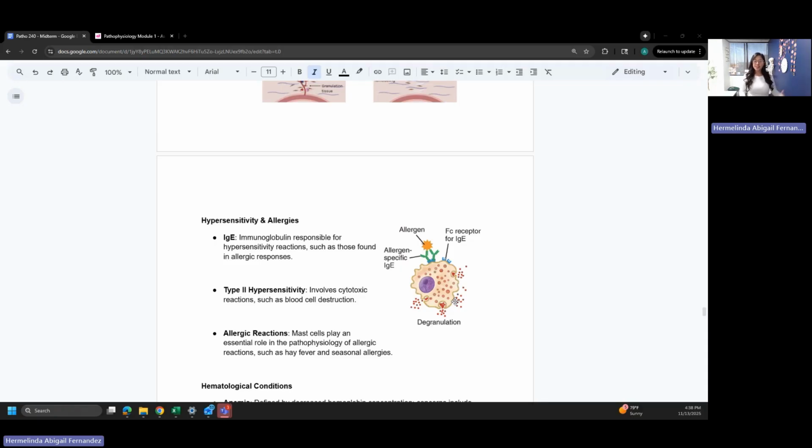Hypersensitivities and allergies. So IgE, I know you guys reviewed all of this over AMP2. IgE is the immunoglobulin response that is pretty much responsible for all those hypersensitivity reactions. These are found in all of the allergic responses. So the allergen and the IgE factor, this is the primary part for allergies. Type 2 hypersensitivity involves cytotoxic reactions. An example of this would be blood cell destruction. Allergic reactions, again, play a part in mast cells.